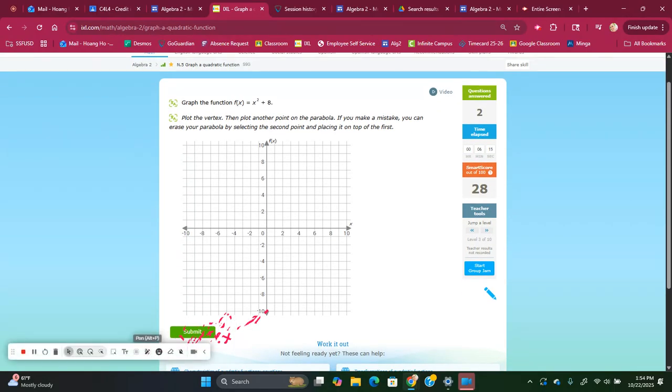So now, let's write a vertex form one more time. Maybe we should do the next level. Okay, fancier level. Here we go.